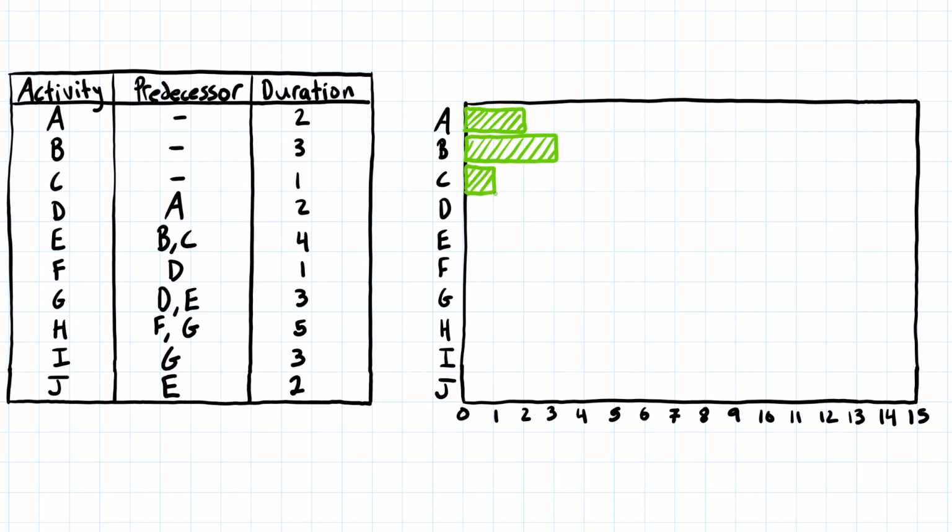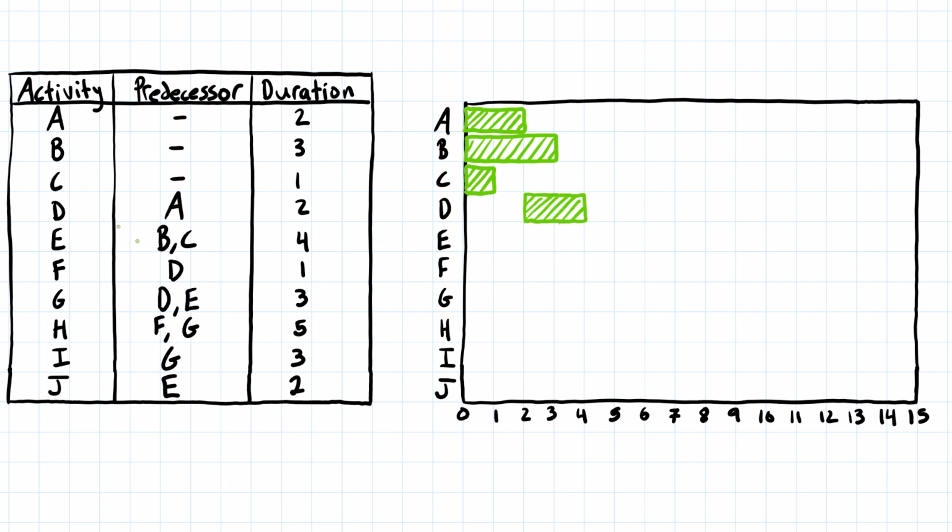All right, now activity D can't start until A is finished and it's 2 days long. So we have to come to the Gantt chart, find where activity A ends. We're going to drop down that line to activity D and we're going to draw on activity D here for 2 days. So 1, 2, just like this.